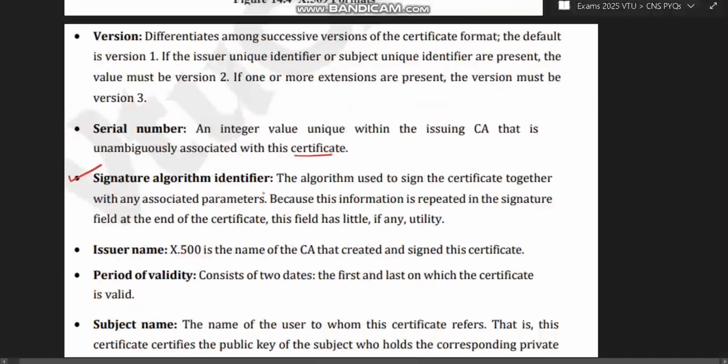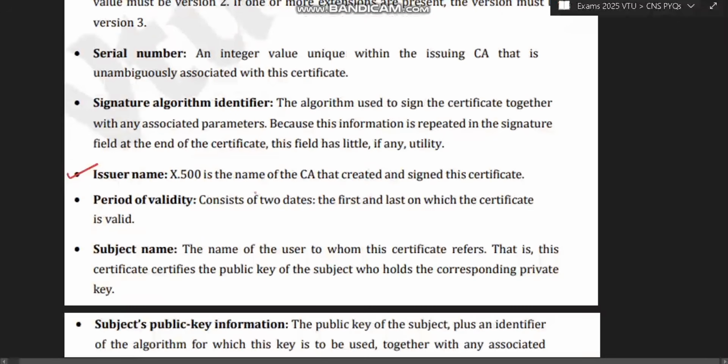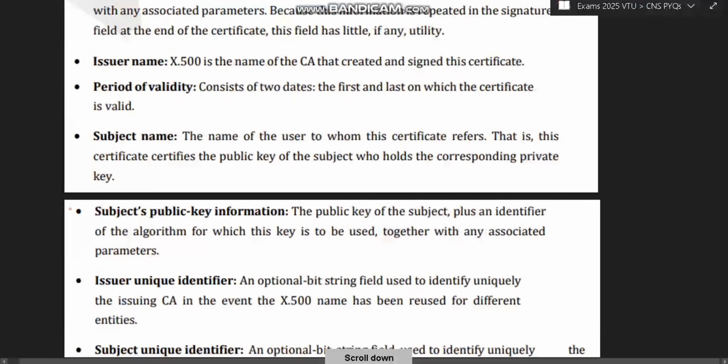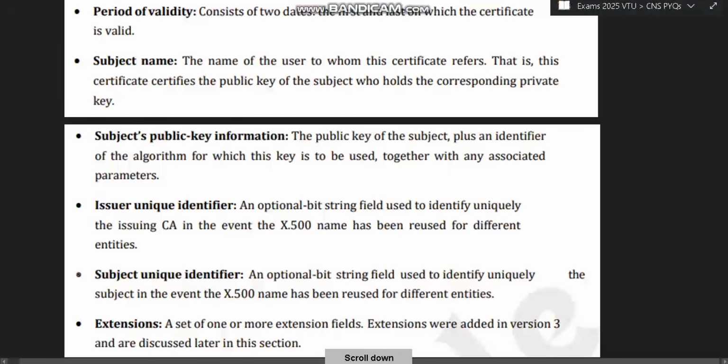And the signature algorithm identifier identifies the algorithm used to determine whether the signature is valid or not. Issuer name is who has issued the certificate, and then the period of validity, till when it is valid. Subject name is to whom it is assigned, to which user. Subject public key information is the information of the user to whom it has been assigned; their public key information will also be present. And the issuer unique identifier and subject unique identifier: who has issued it, their identifier, and who is the subject, their identifier.